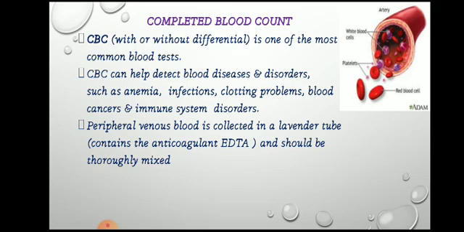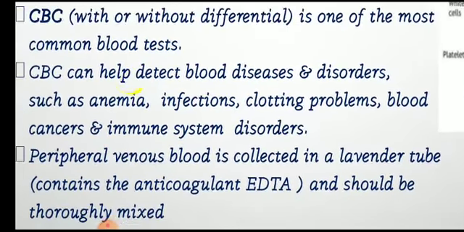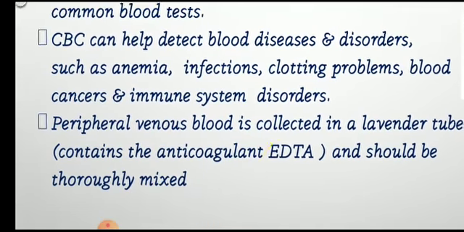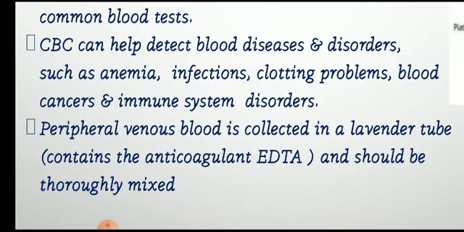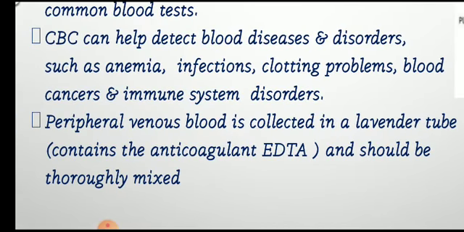This complete blood count can help to detect different blood diseases or disorders, like anemia, certain infections in the blood, problems in clotting, even cancer related to the blood called blood cancer, and immune system disorders. So these are some of the reasons by which variation in the count may be observed in the results.